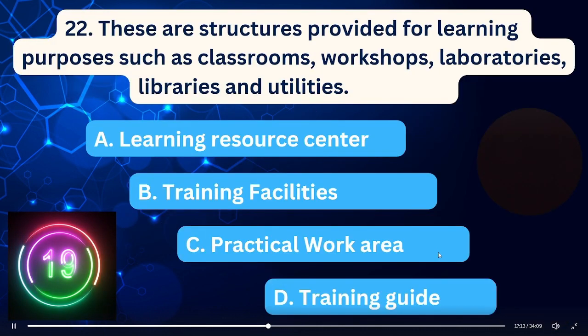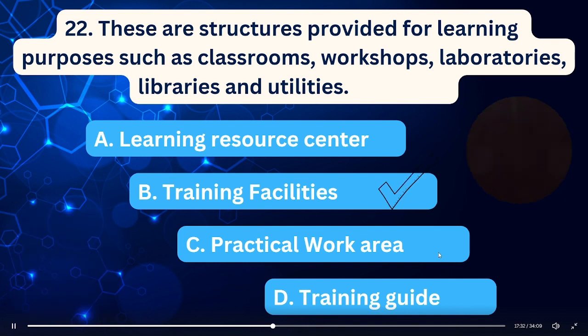Number 22. These are structures provided for learning purposes such as classroom, workshop, laboratories, libraries, and utilities. A. Learning Resource Center. B. Training facilities. C. Practical work area. D. Training guide. The answer is letter B, training facilities, since these are the structures provided for learning purposes. The examples of this are the classroom, the workshop, the laboratories, the libraries, and the utilities.